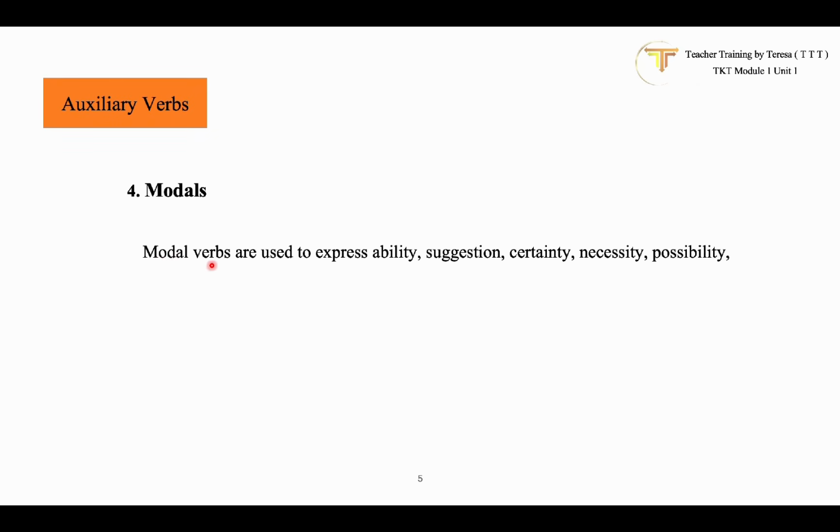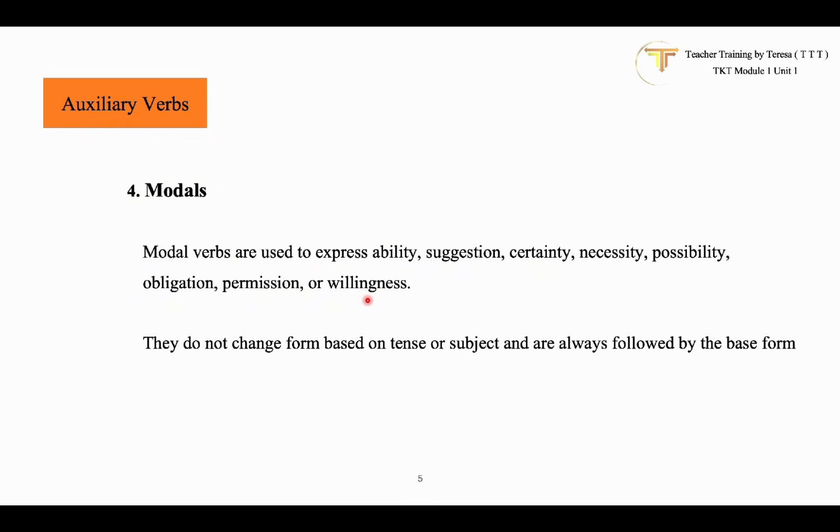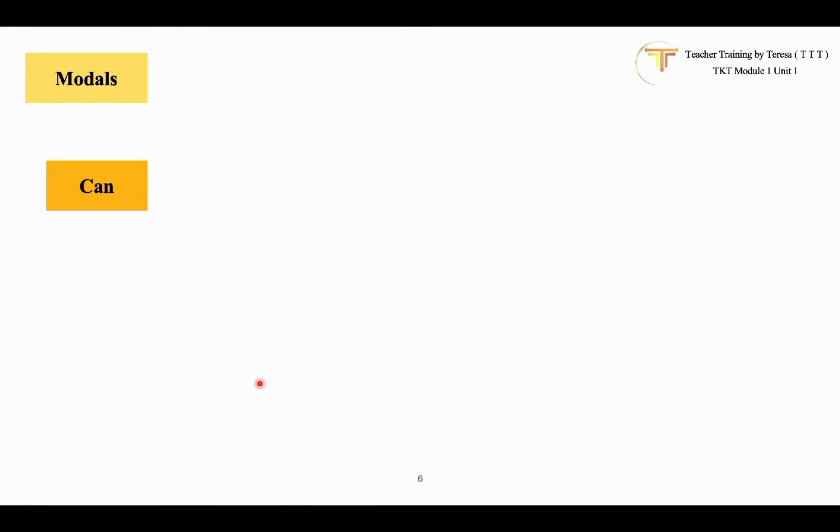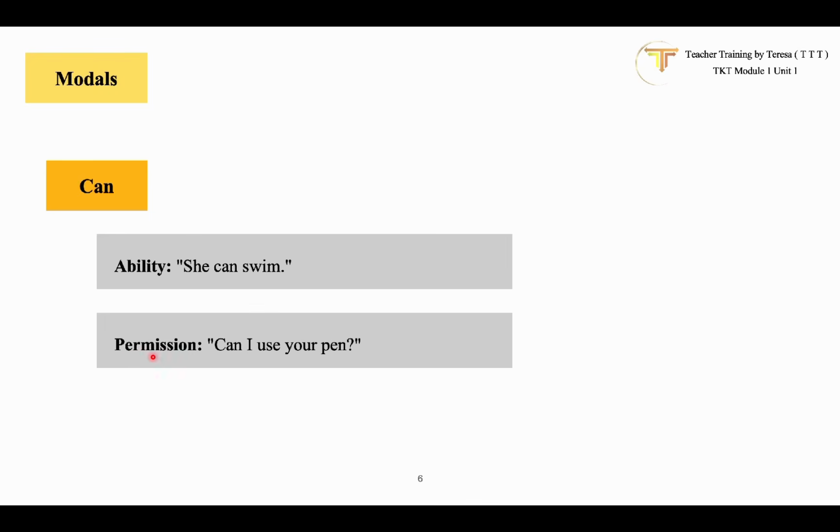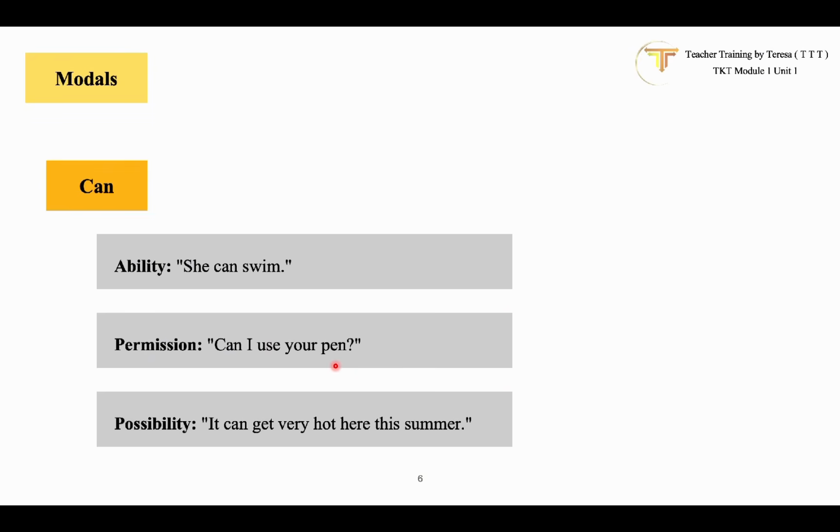Modals. Modal verbs are used to express ability, suggestion, certainty, necessity, possibility, obligation, permission, or willingness. They do not change form based on tense or subject, and are always followed by the base form of the main verb. Can. Ability: she can swim. Permission: can I use your pen? Possibility: it can get very hot here this summer.